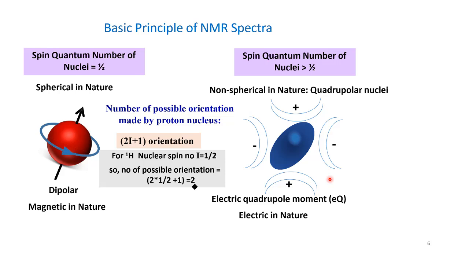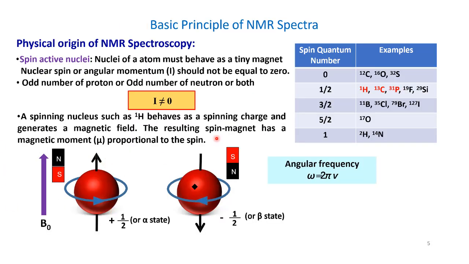So coming to the basic principle, suppose a nucleus has a spin quantum number of half, so that will be spherical in nature. The number of possible orientations can be 2I plus 1. For 1H, I is equal to half, so we can calculate the possible orientations: 2 into half plus 1, that is 2. So for this kind of nuclei which has a spin half, we get two possible orientations, as you can see here, upward or downward.